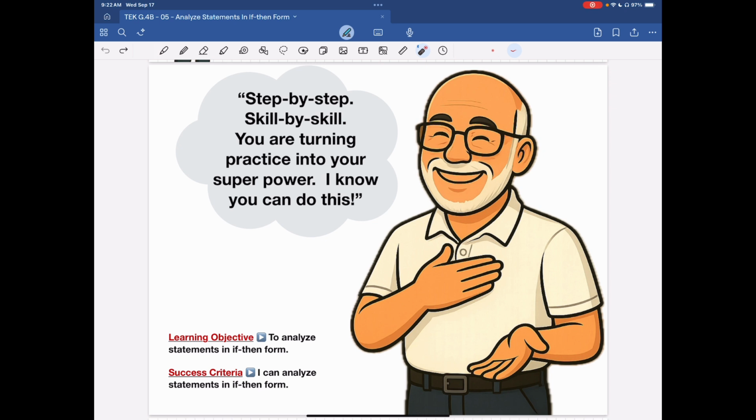You learn best by breaking complex concepts down into smaller, more manageable skills. And that's exactly what we did today. You are turning your practice time into a superpower. Now, I believe in you, and I know that you can do this. You are working your way to success, learning one skill at a time.